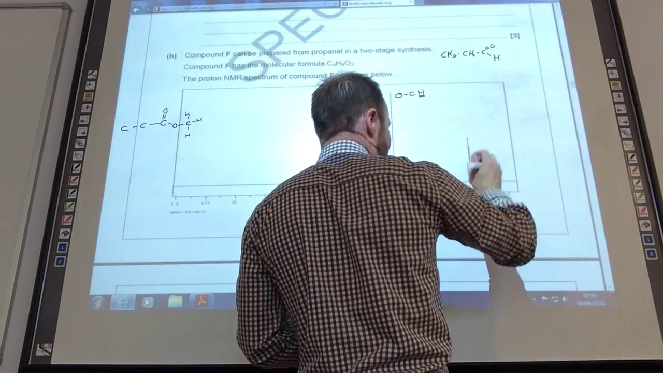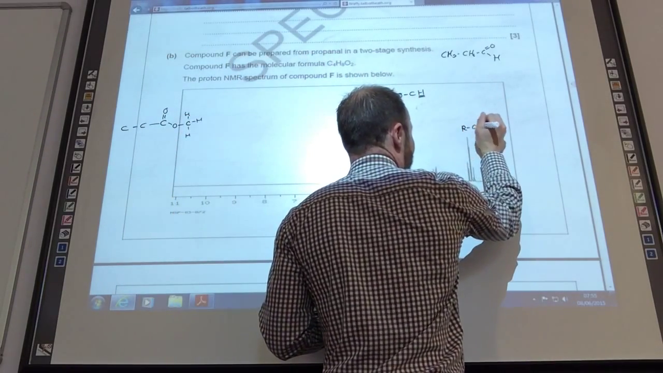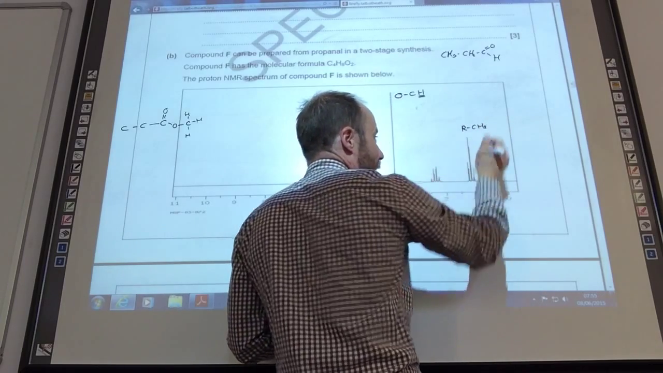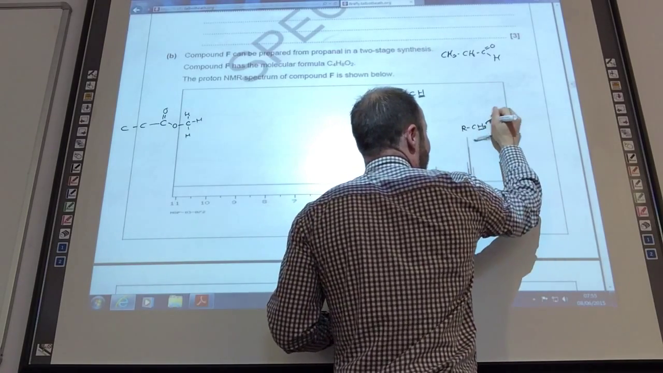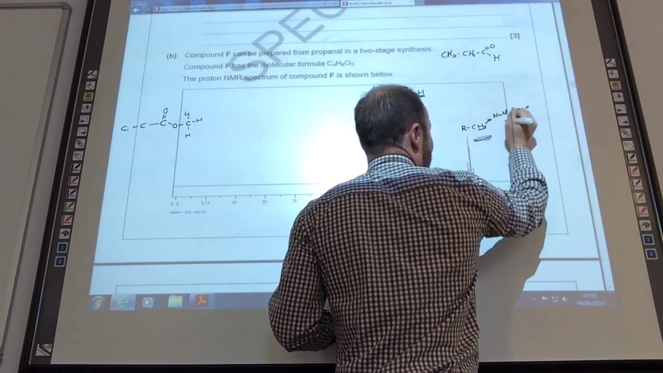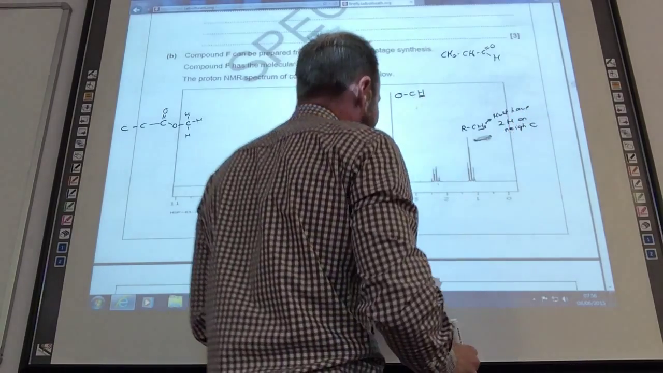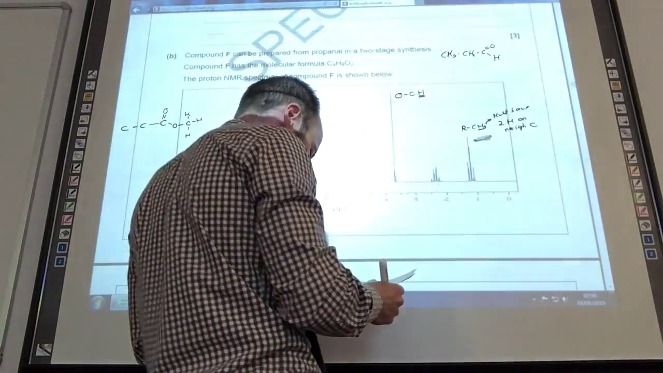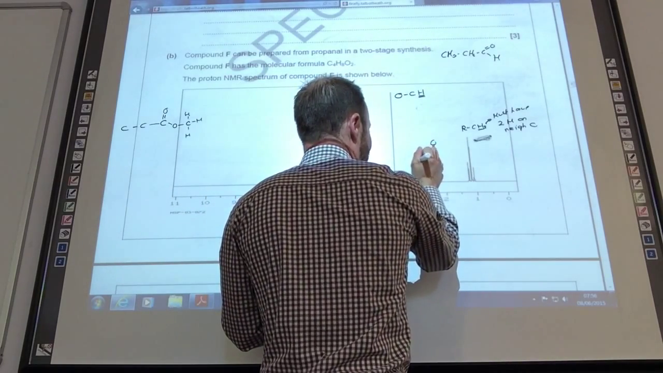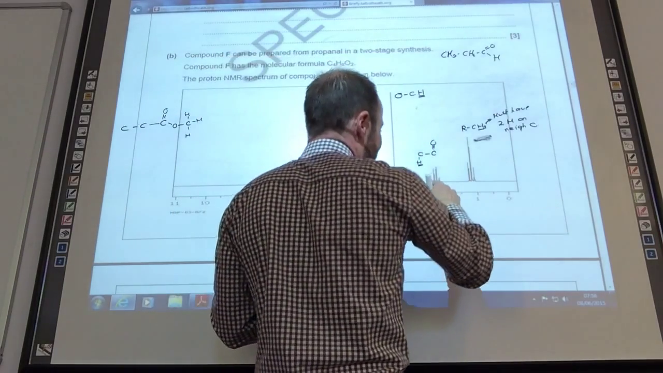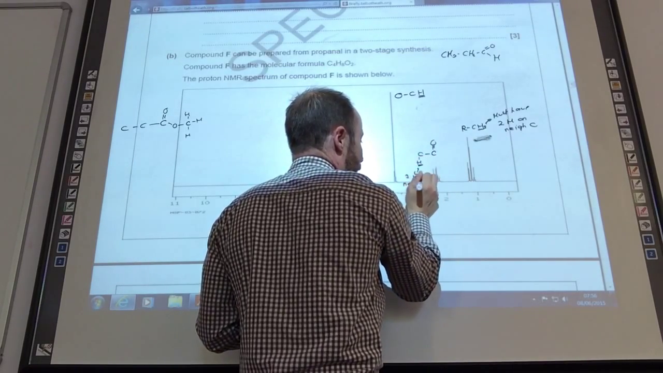What have I got? I've got a quartet and a triplet. I've got a signal around about 1.1 or so. That is just going to be a normal RCH3 group. However, it's split into a triplet, and therefore it must have two hydrogens on the neighbouring carbon. This one is around about 2.4, 2.3, something like that. If you have a look at that, that relates quite nicely to that group there. And again, it is split into a quartet, so it must have three H's on the neighbouring carbon.